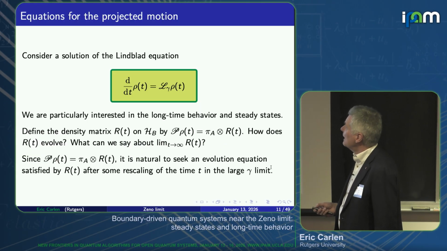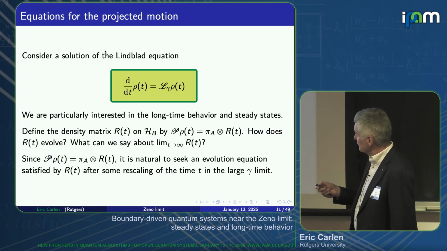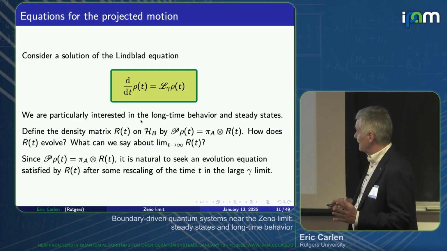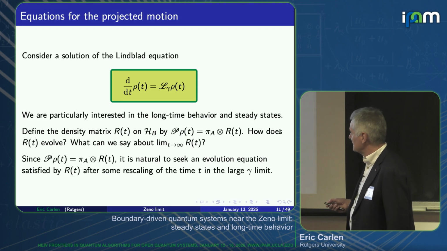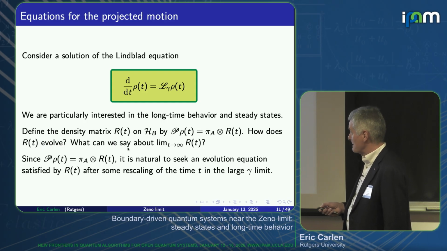Okay, good. Now consider the solution of this Lindblad equation. We're particularly interested in the long-time behavior and steady states. So we'll define R of t by this projected version of the full evolution. And what we'd like to ask is how does R of t evolve, and what can we say about the limit as t goes to infinity of R of t?